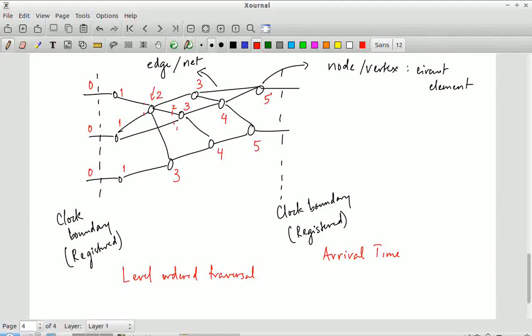Okay? The important part was, how did we define beginning and ending? Right? All the nodes or the vertices that are the circuit elements that are closest to the input boundary, we consider to have level 0. Okay? Anything which is connected to something in level 0 will have level at least 1. It has to be greater than 0.